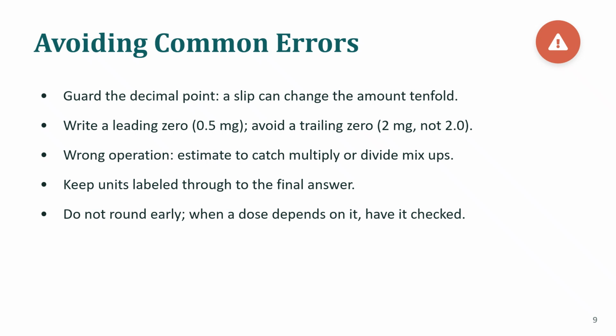The second common error is choosing the wrong operation, multiplying when you should divide, and vice versa. This is exactly why we estimate. If your answer is way too big or too small for what you expect, you probably flipped the operation. Third, always carry your units through the problem and label the final answer because a number without a unit is meaningless and easy to misuse.